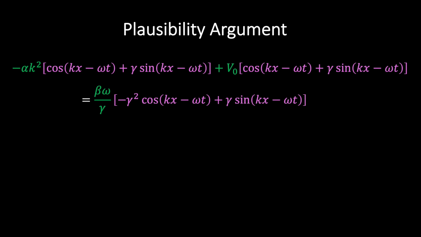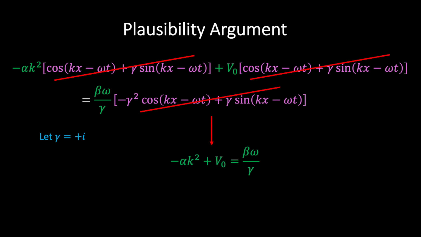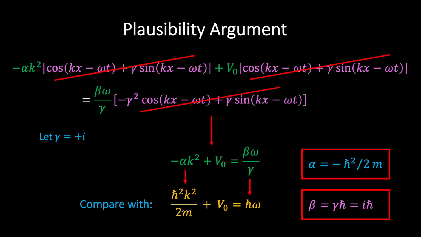Now, if we look back at our original equation and set gamma equal to i, then we see that we can cancel square bracket terms from both sides of the equation, and we then arrive at the following simplified expression. And if we then compare this with the energy-momentum relationship that we derived using the de Broglie-Einstein relation, we see that we can match the two expressions if we identify alpha equals minus h bar squared over 2m and beta equals i h bar.